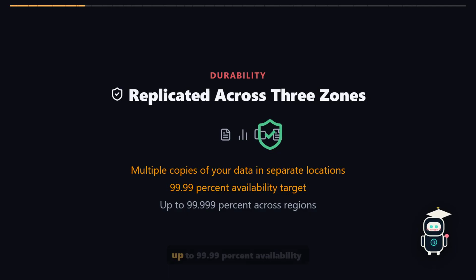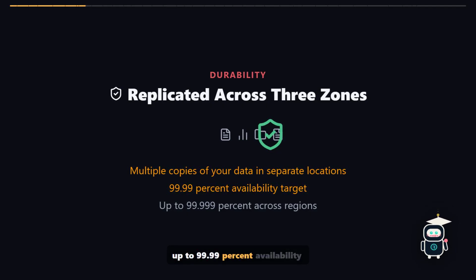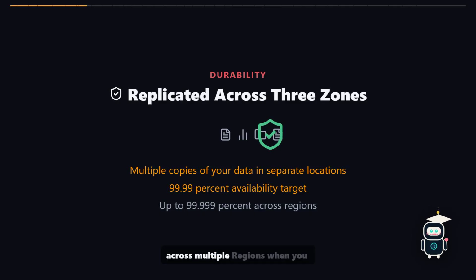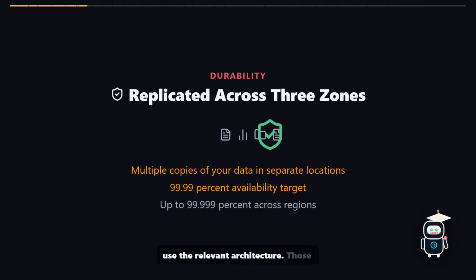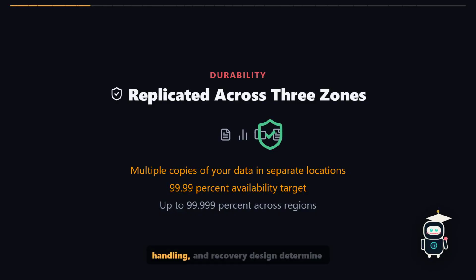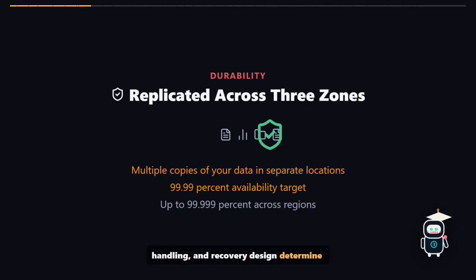Aurora is designed for up to 99.99% availability in a single region and up to 99.99999% availability across multiple regions when you use the relevant architecture. Those are AWS design targets, not a promise that every cluster configuration gets the same outcome. The lesson is, Aurora gives you a resilient foundation. Your cluster topology, reader placement, connection handling, and recovery design determine how well the application uses it.